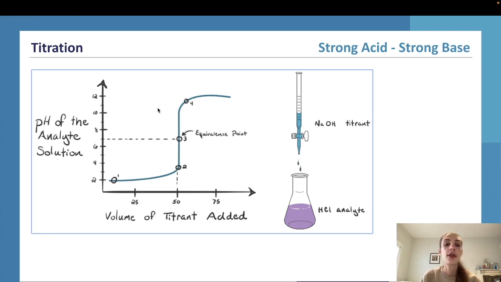Then, following from our equivalence point, because we've continued to add more sodium hydroxide beyond the equivalence point, we've reached the point where there is now more sodium hydroxide than there is HCl in the system, and so the pH exceeds 7 and plateaus around a pH of 12, indicating it's now a very basic solution.